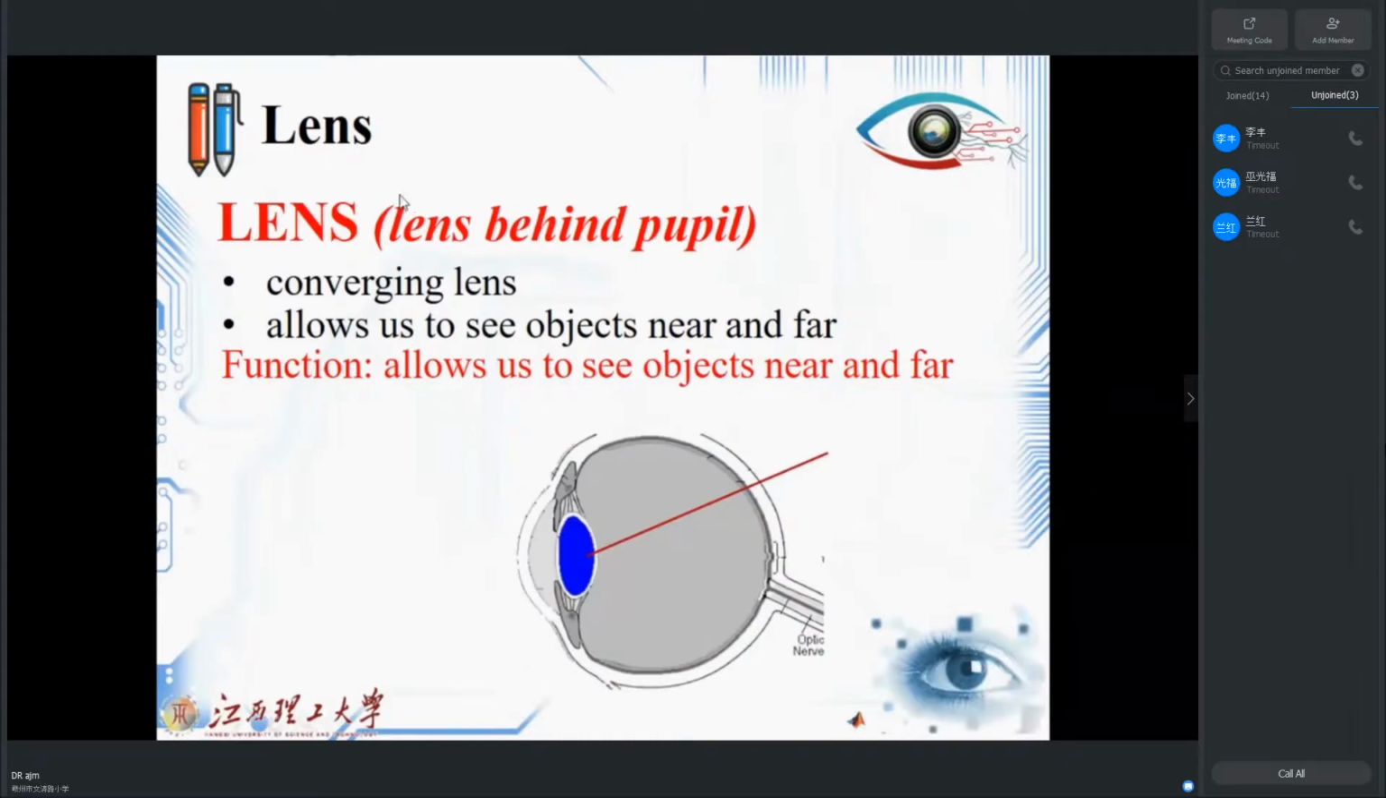Another part which is even more important, especially for vision, is the lens, which is put behind the pupil, and it's a converging lens, one type of lens that you know, and it allows us to see objects near and far. Maybe some of you who have some difficulty seeing objects clearly have a problem with this part. It means the lens has the main problem, which allows us to see objects near and far. Okay, it should tune.